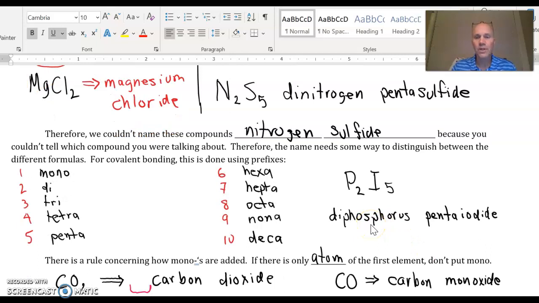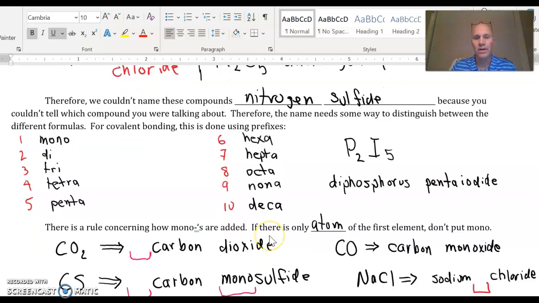All right. The thing about this is, as long as there's multiple atoms of both, you just add the prefixes. It can get a little complicated because there's some modifications to the rules in certain situations. All right, and the first of these modifications is in how you use the prefix mono. All right, so mono again is the prefix for 1. So the thing is, if there's only one atom of the first element in the name, you don't put mono.